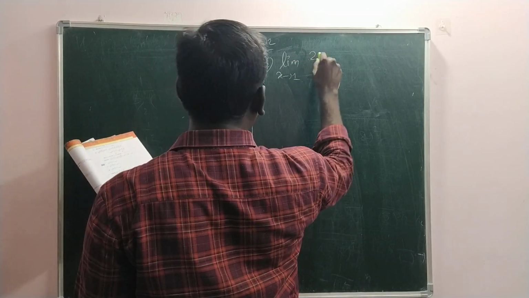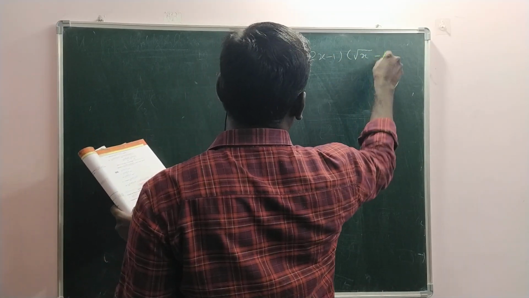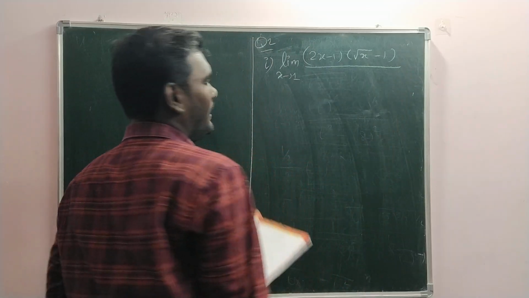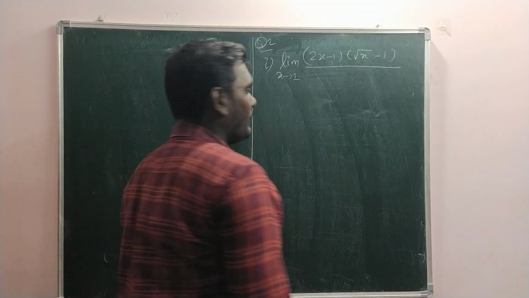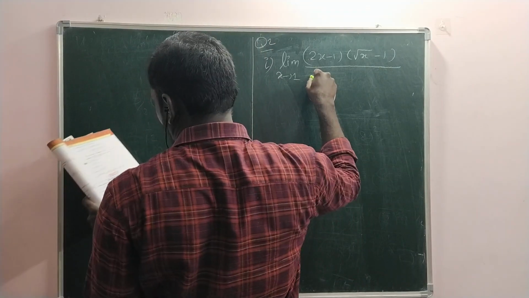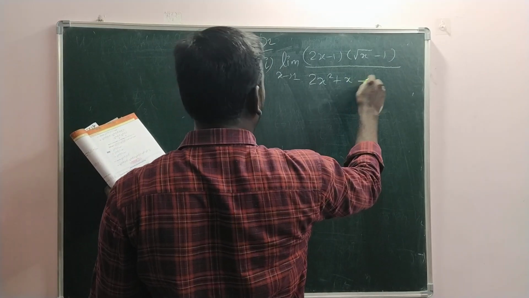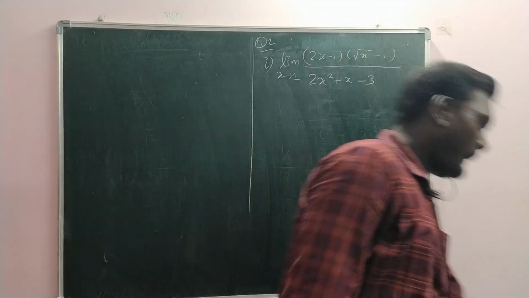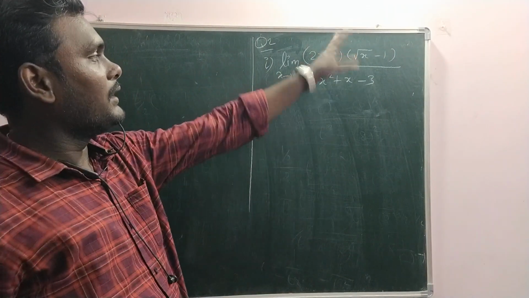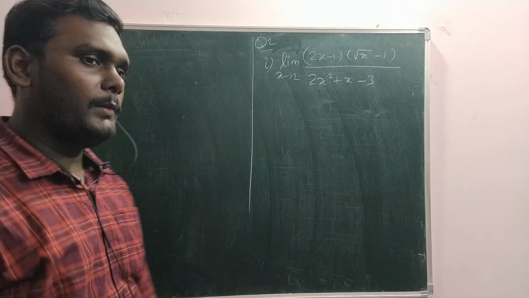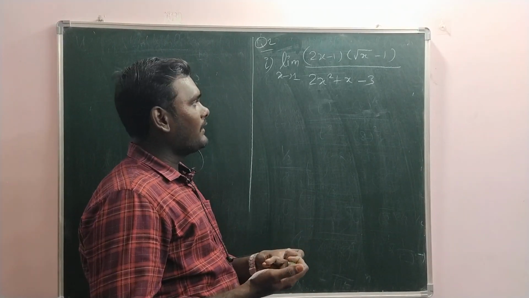Yes, factorize. Why factorize? Because always we try substituting the value first. That is 2x square plus x minus 3. So you substitute the limit directly. If you substitute 1, the numerator will become 0, the denominator also will become 0, 0 by 0. So direct substitution fails, and then factorization.